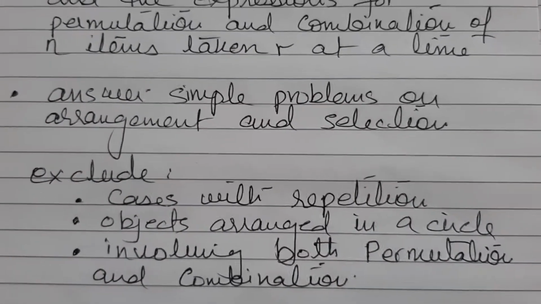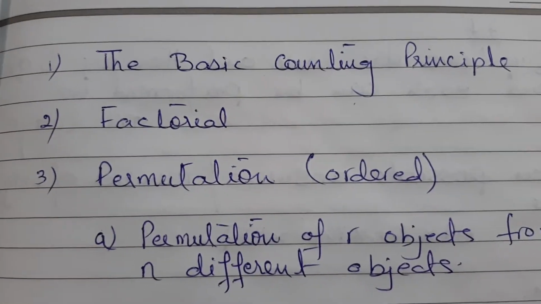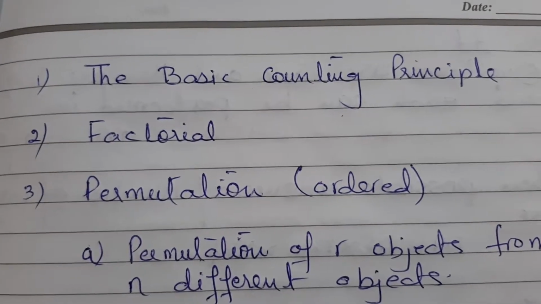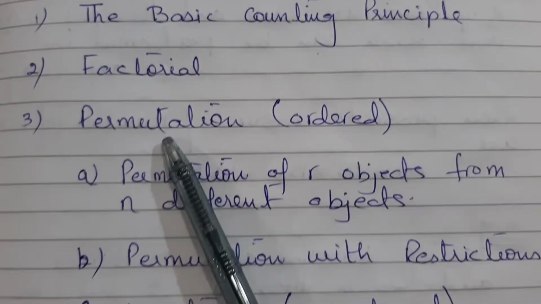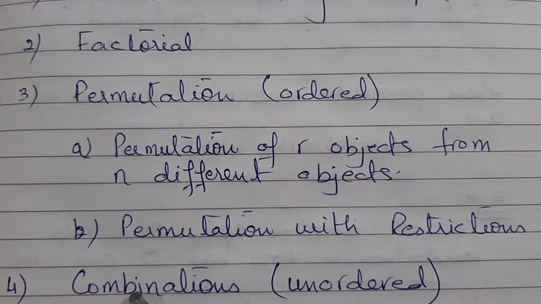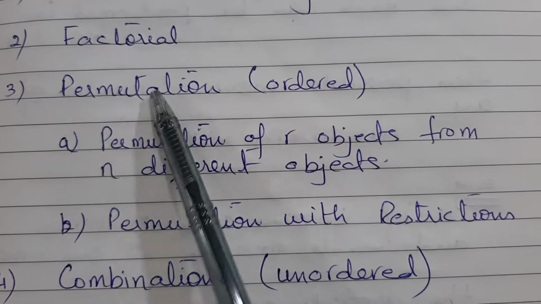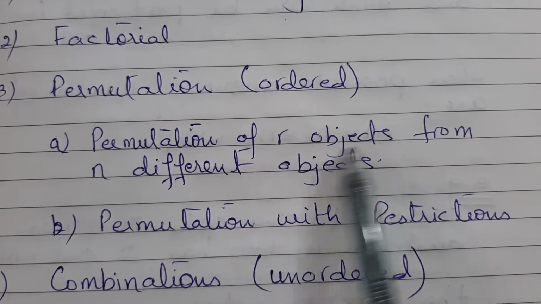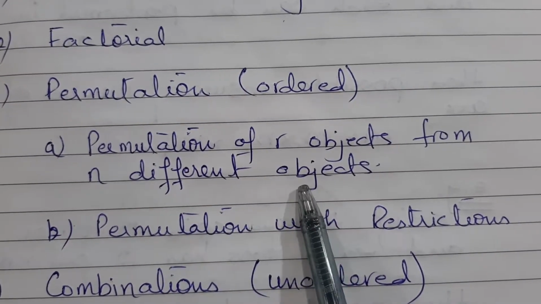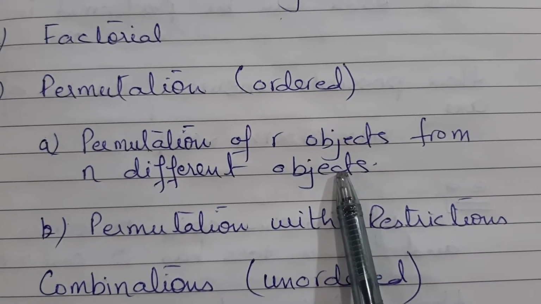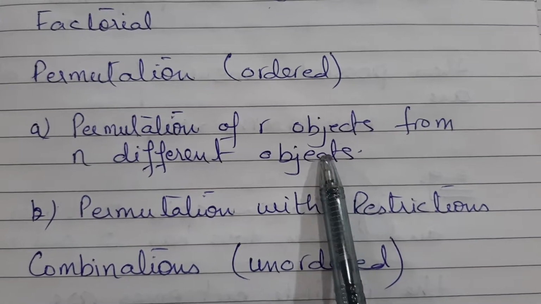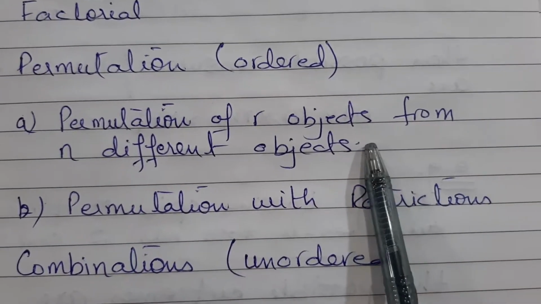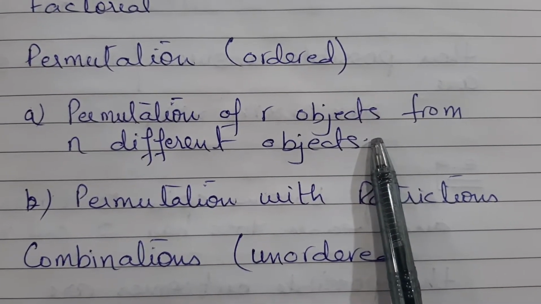Okay, so basically you need to know these concepts in this chapter. Basic counting principle, factorial, permutation and combination. And in permutation, arranging objects from n different objects. I just gave you an example. Once again I can give you. For example, you have 10 books and you have to put only 7 on the shelf. So in how many ways you can select those books to put on the shelf.